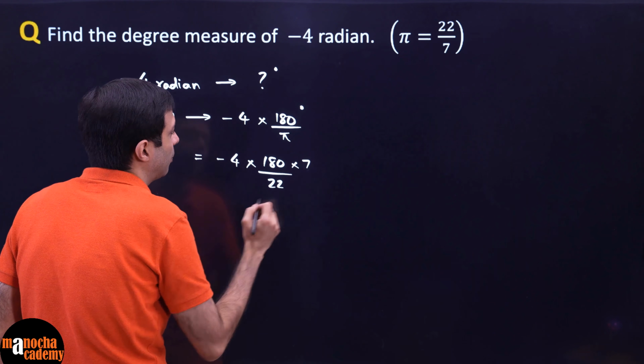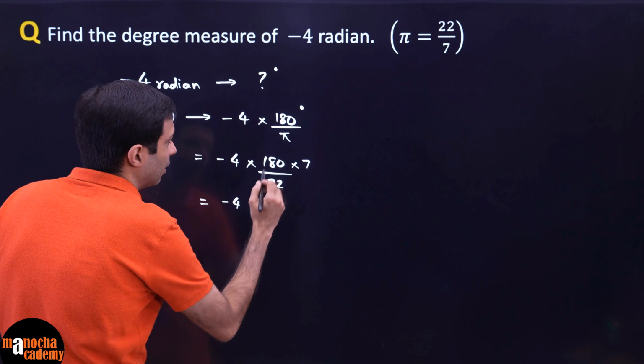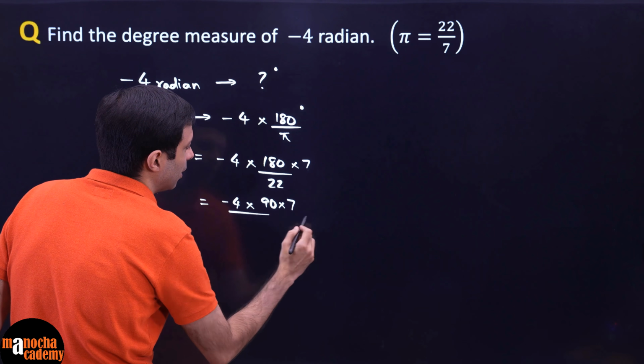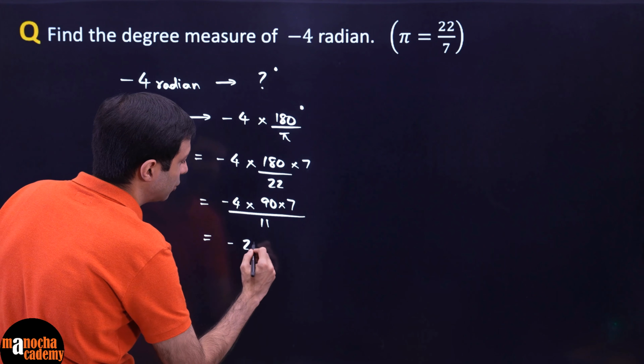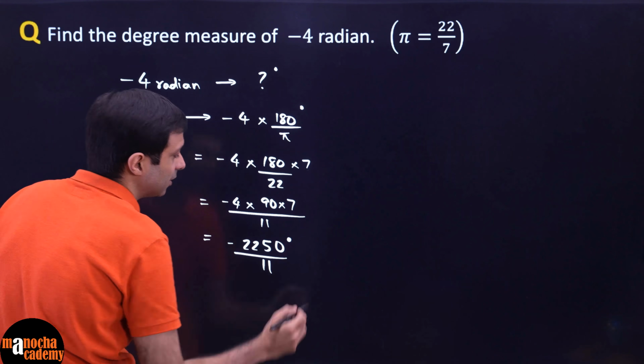So the 7 goes on top here. Now let's see if anything cancels. So I think we can cancel with a 2 here. So -4 times 90 times 7 divided by 11. If you guys do this multiplication, you will get -2250 divided by 11 degrees.